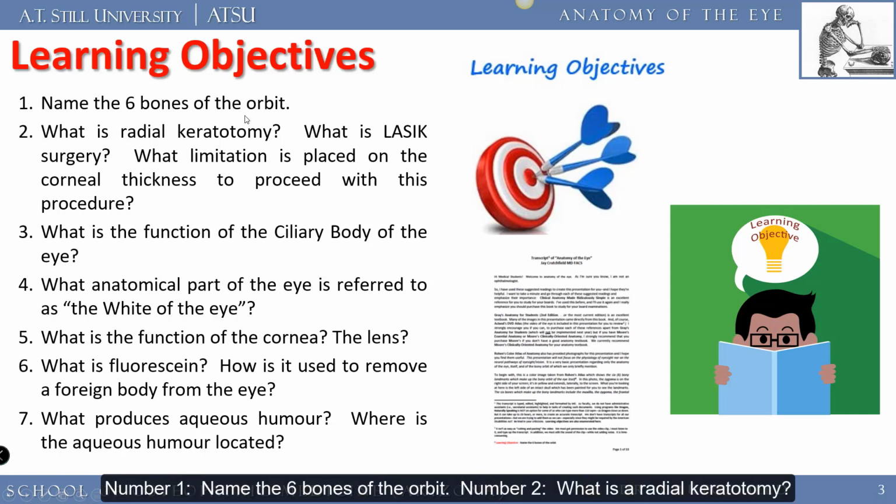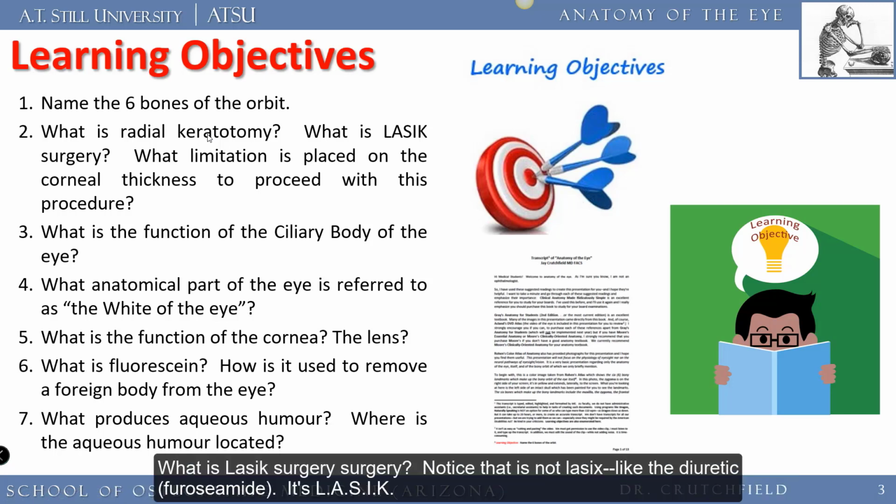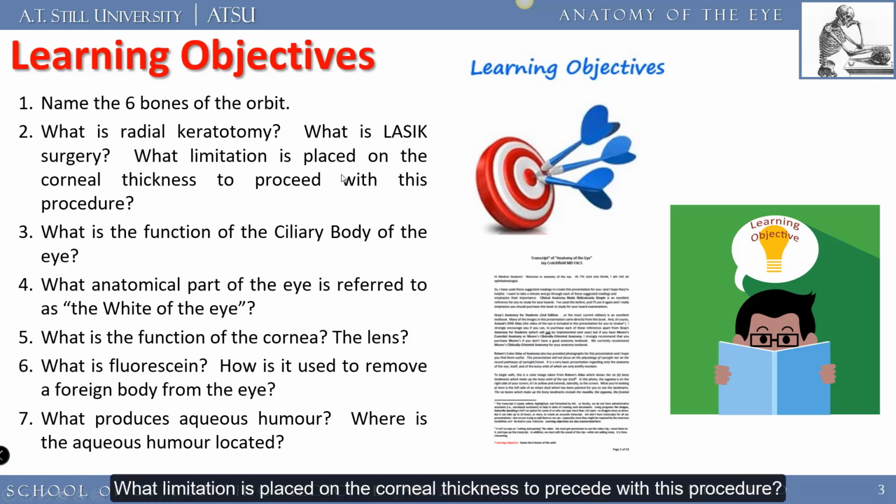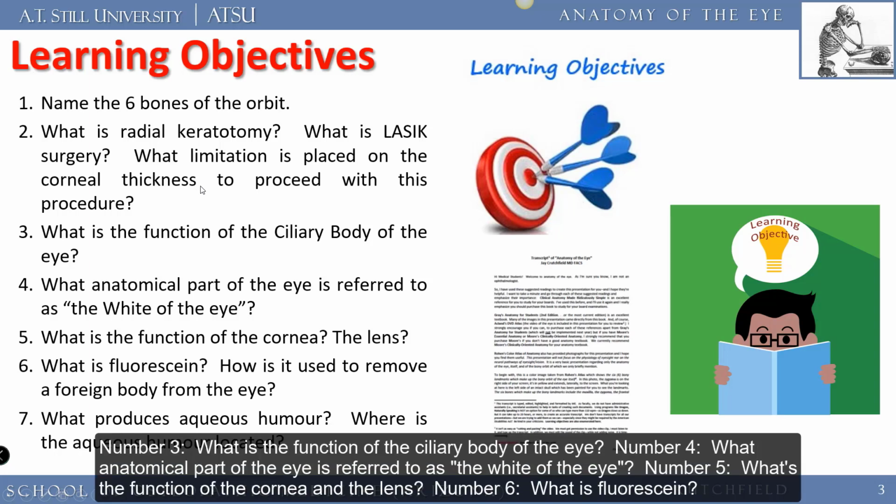So let's take a minute and look at the learning objectives. Number 1, name the 6 bones of the orbit. Number 2, what is a radial keratotomy? What is LASIK surgery? Notice that's not Lasix, like the diuretic, it's LASIK. What limitation is placed on the corneal thickness to proceed with this procedure? Number 3, what's the function of the ciliary body of the eye?